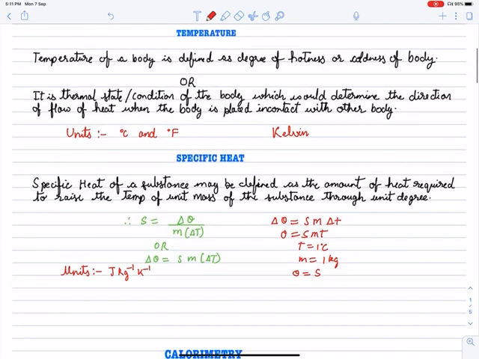And the unit we will define is joule per kg per Kelvin. You can calculate the unit also from the formula: Q is measured in joules, mass is measured in kg, temperature is measured in Kelvin, so it becomes joule per kg per Kelvin. It is very easy to calculate the units if you know the formula.